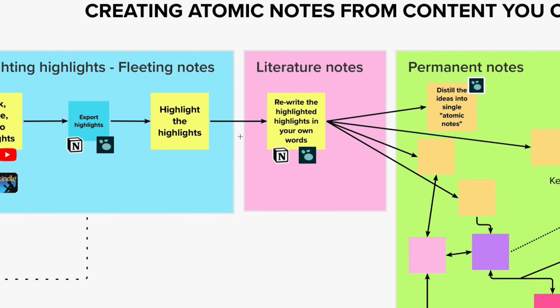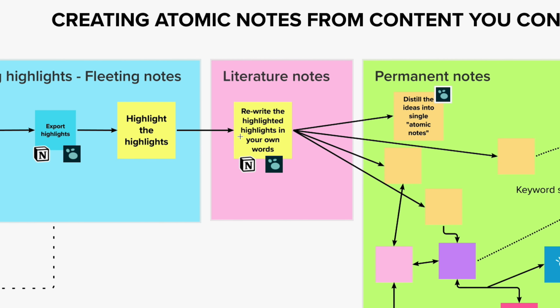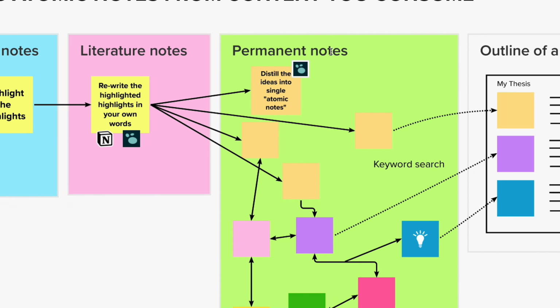After that, we jump into creating our literature notes. So that's basically the first notes that you will rewrite in your own writing. Check the highlighted highlights and rewrite them in your own words. And this could be done in Notion or even Logseq. Once I have a page full of the core ideas in my own writing, I would then start breaking them down into their atomic components, and these are called permanent notes or evergreen notes.